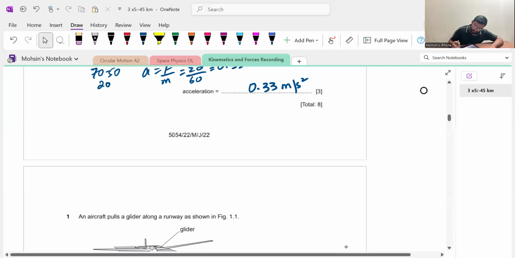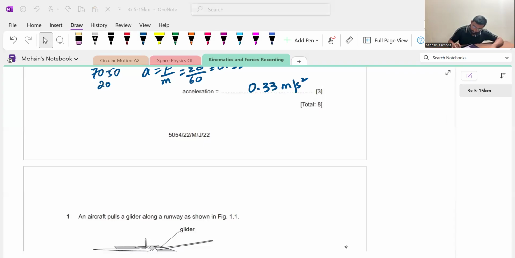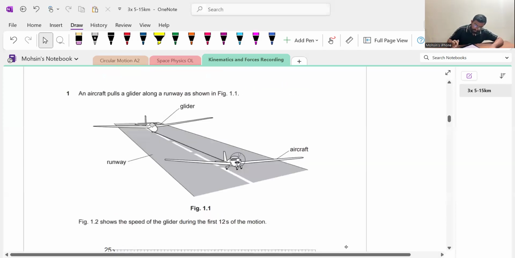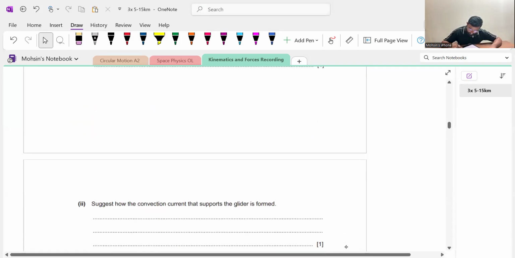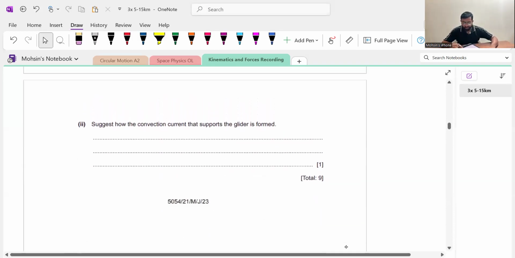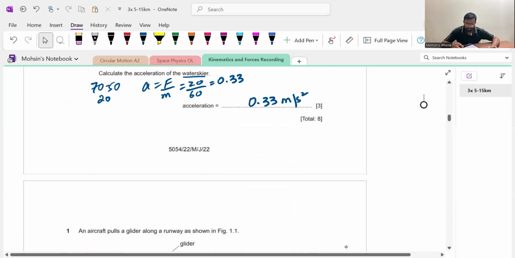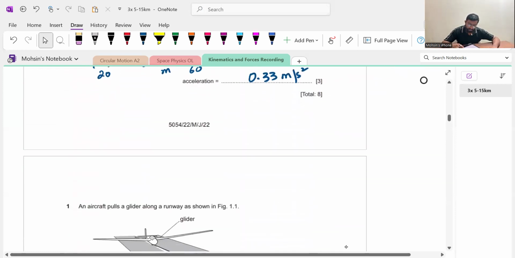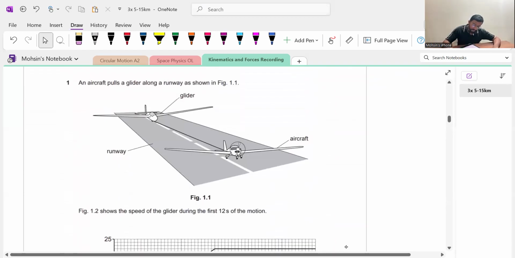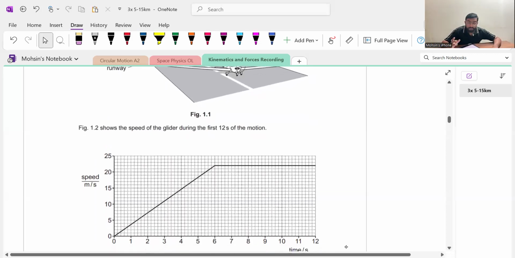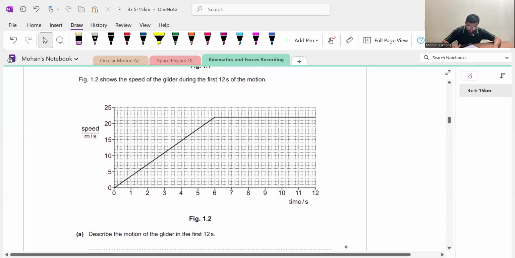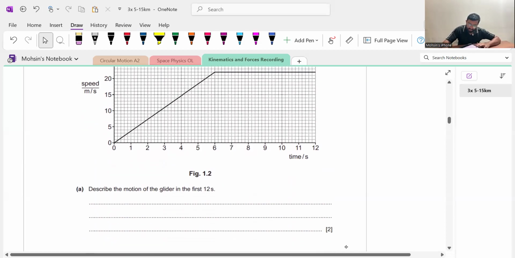Okay, now the next question is from 2023 May-June paper 2-1. The previous question was 22 again. Aircraft pulls a glider along a runway as shown in figure 1.1. Figure 1.2 shows the speed of the glider during the first 12 seconds of the motion. Describe the motion of the glider in the first 12 seconds. It is a 2 mark question.